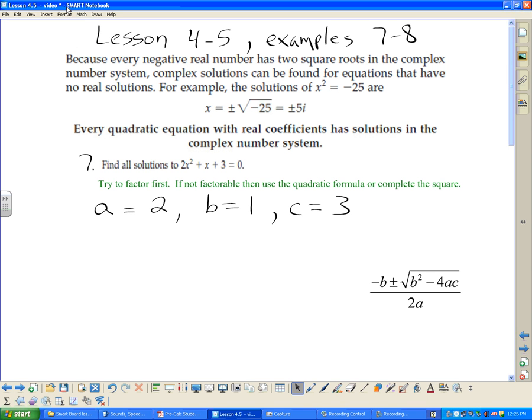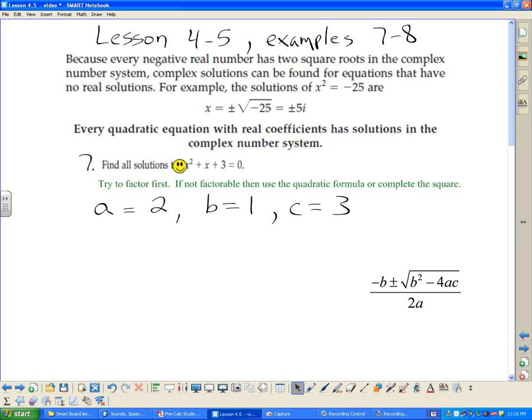Okay, we're going to finish up lesson 4-5 of our pre-calculus book, and we're going to do examples 7 and 8. And we're going to be looking at solving quadratic equations where we end up with complex roots for our solution. Remember that when you graph quadratic functions, you could either get two solutions or one solution, or sometimes you don't get any solutions.